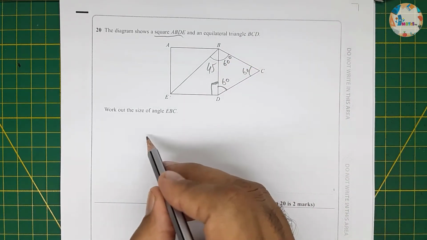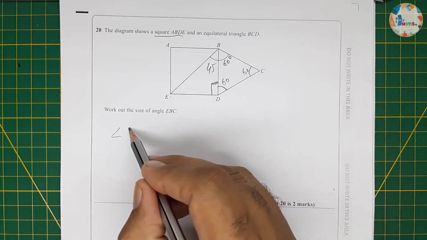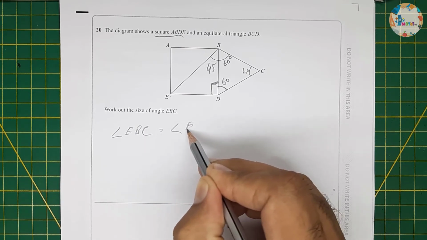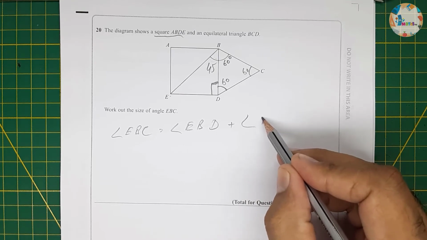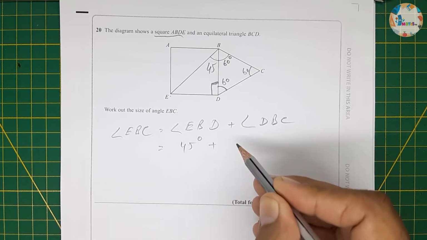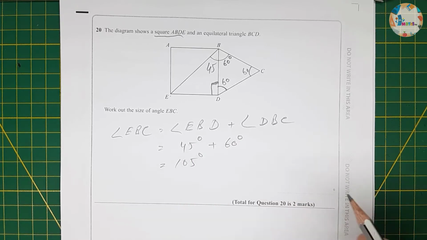Basically we have to add this. So angle EBC will be equal to angle EBD plus angle DBC. So this is equal to 45 degrees and this is equal to 60 degrees. So this will be 105 degrees. So 105 degrees will be our final answer.